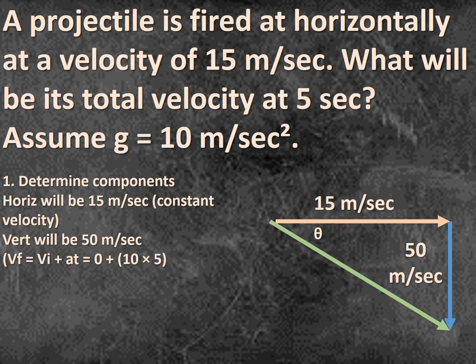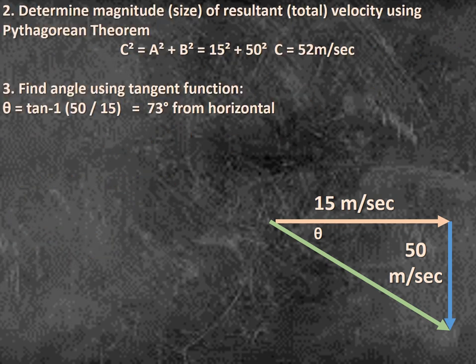The vertical velocity at 5 seconds is going to be 50 meters per second. And that's using the equation vf equals vi plus at. Since the initial velocity is always 0, that's simply going to be 10 times 5, or 50 meters per second. We can then determine the magnitude of the resultant using the Pythagorean theorem. c squared equals a squared plus b squared, or 15 squared plus 50 squared. And so we take the square root of that, and we wind up with 52 meters per second. And again, that's pretty simple trig.